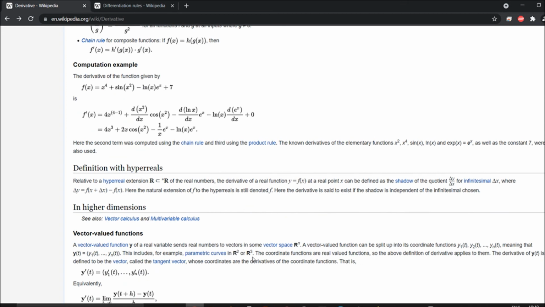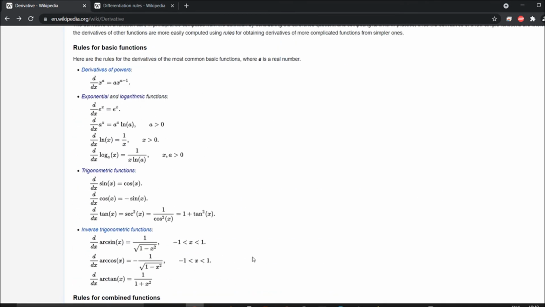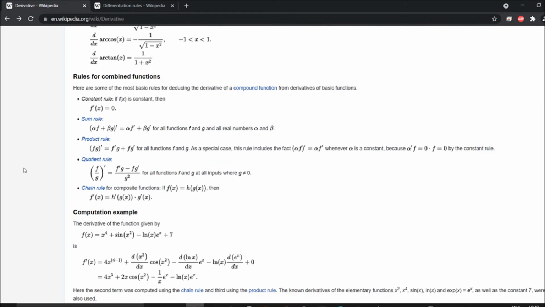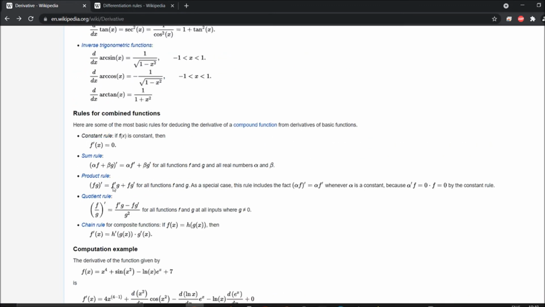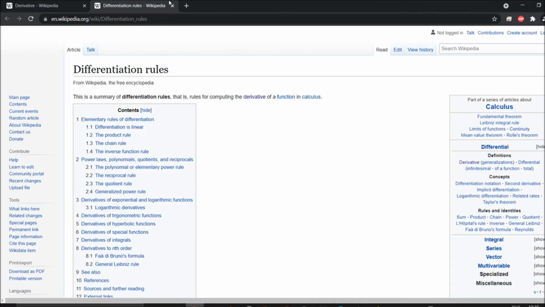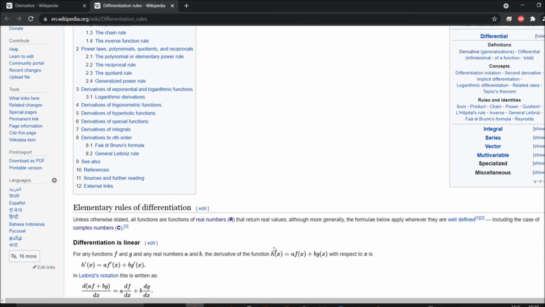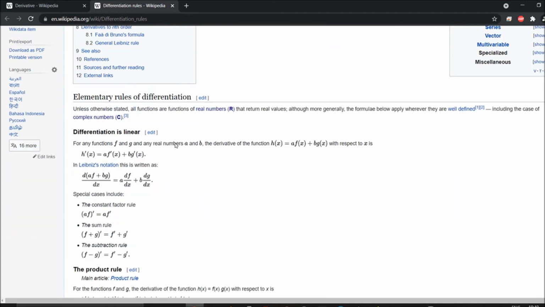So product rule will be there, and power rule, product rule, quotient rule, and chain rule will be there, and this is the calculation where we get to know about these. So you can follow the differentiation rules. This is mainly what we are considering.